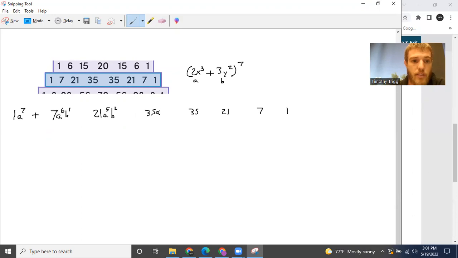Then a to the power of 4, b to the power of 3. The b powers are increasing. A to the power of 3, b to the power of 4, 21, a to the power of 2, b to the power of 5. Again, they add up to 7. A to the power of 1, b to the power of 6. Then lastly, b to the power of 7. Essentially a plus between each of these.